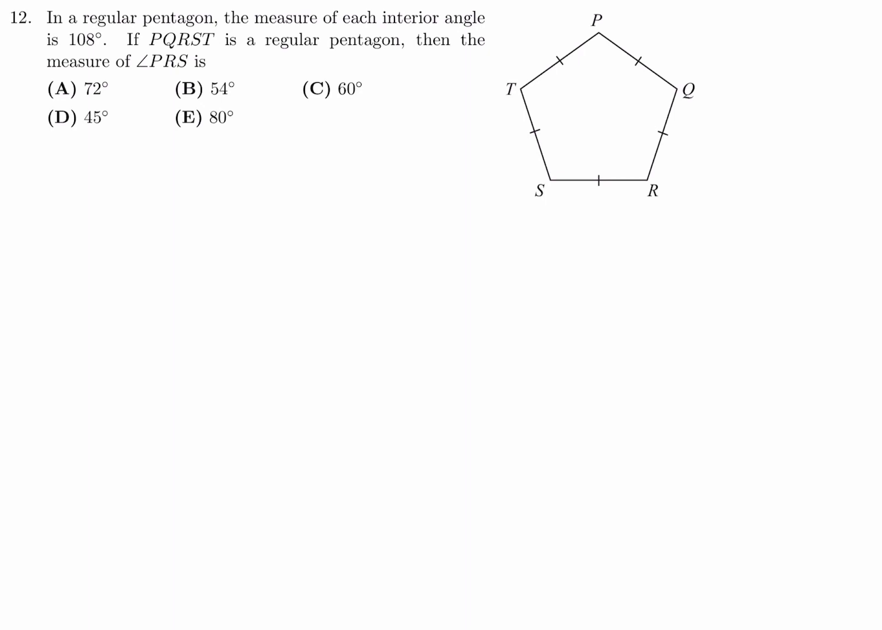In the regular pentagon, the measure of each interior angle is 108. If PQRST is a regular pentagon, then the measure of PRS is... So we want this angle in here. If this is going to be x, that's going to be x, because this is an isosceles triangle. That's what those lines mean. So if that internal angle is 108, which is what the question told me, 108 plus 2x is 180. So 2x will be equal to 72, and therefore x is 36.